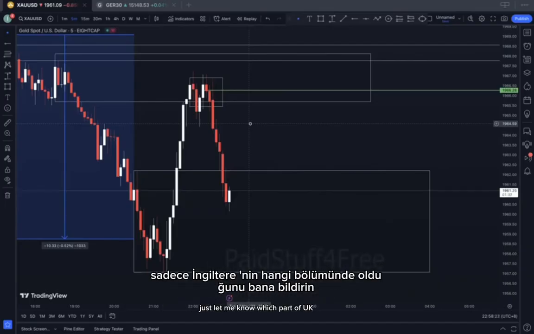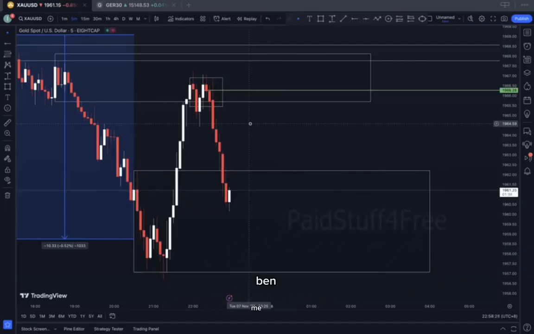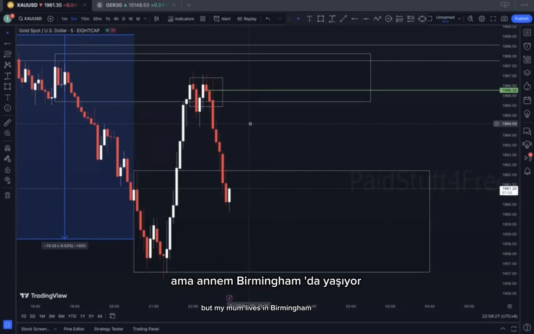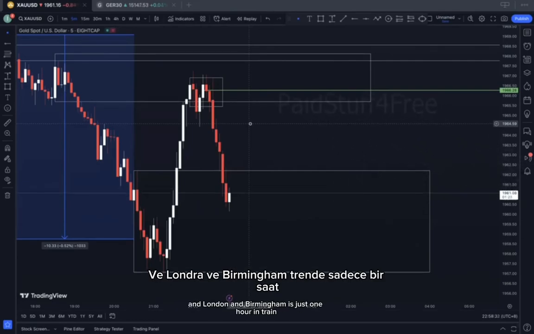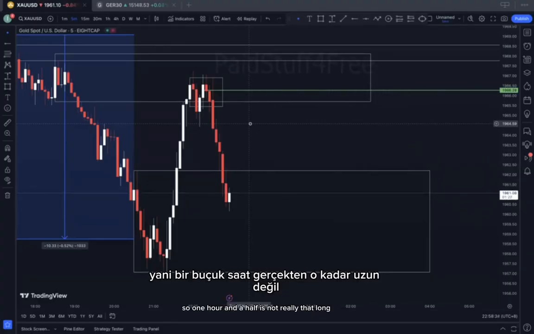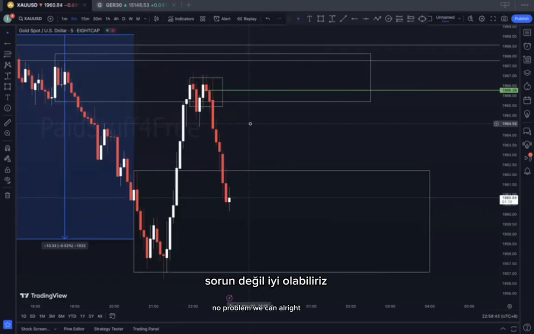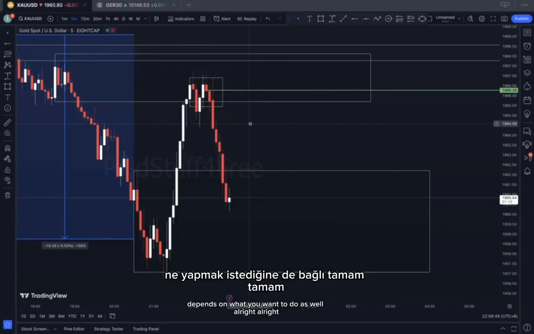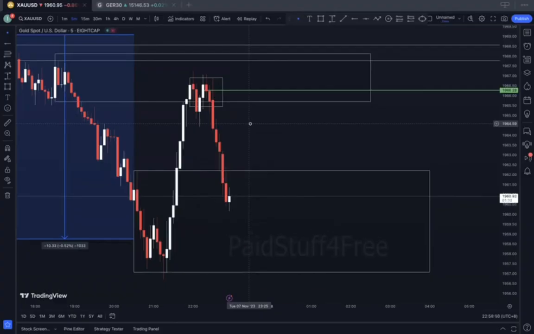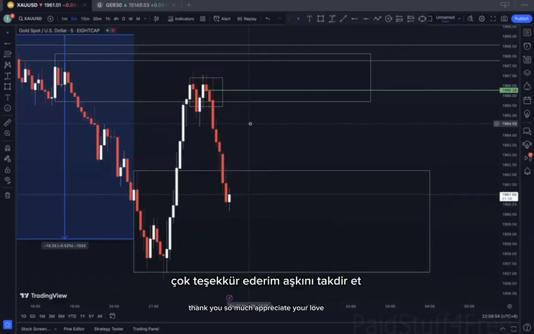Yeah, which part of the UK? I'm studying in London, but my mom lives in Birmingham. I see, Birmingham. Right now I'm in Birmingham, and London to Birmingham is just 1 hour by train, so 1 hour and a half is not really that long. If you come to Birmingham or even Manchester, I can come to see you, brother. No problem. It depends on what you want to do as well. Yeah, sure thing, brother. Thank you so much. I appreciate your session, love it.